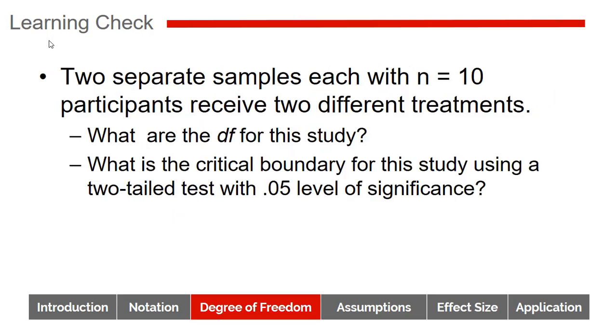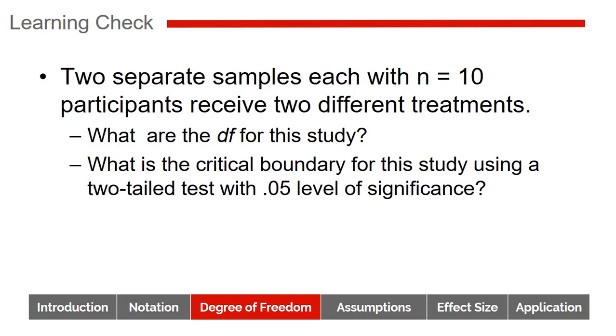For this learning check, you're going to need your t-distribution table. So go ahead and take that out if you don't have it already. We're going to find the degrees of freedom for a study, and we're going to find the critical boundaries using our distribution table. For this particular study, we had 2 samples, and each sample had 10 participants. What are the degrees of freedom for this study, and what is the critical boundary if we do a two-tailed test with 0.05 level of significance?